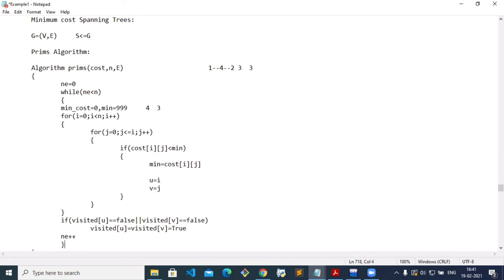Is it clear now, all of you? Is it clear, all of you? Okay. This is the algorithm for Prim's. If you have any doubt, please ask.